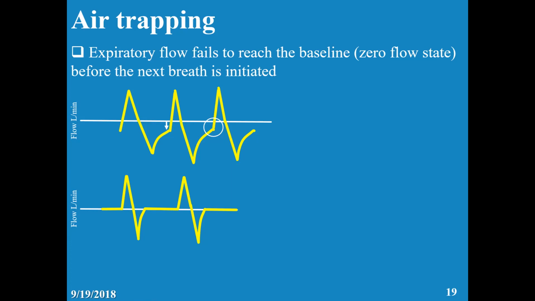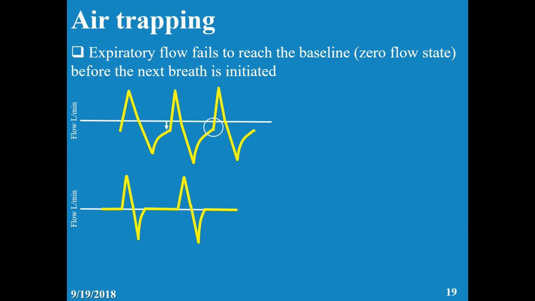Why is it longer than needed? Because air is remaining from the previous cycle. The previous has to go back to zero, like here, and it starts before it returned to zero. So there is air from the previous cycle, and that's air trapping. Okay, this is air trapping based on the flow graphic. So if you see this, that means the air is trapping.